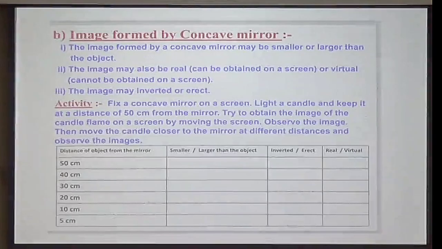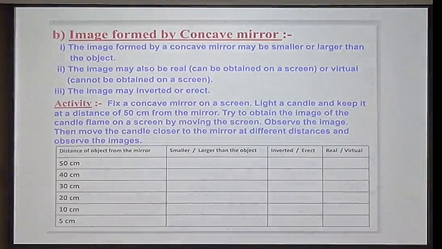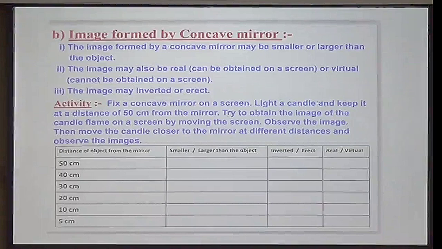Now the image formed by a concave mirror. Depending upon the distance of the object kept from the mirror, the image is either virtual or real. The image may be smaller or larger, again depending upon the distance from the mirror. And the third characteristic of the image formed by a concave mirror is the image may be inverted or erect, because again it depends upon the distance.